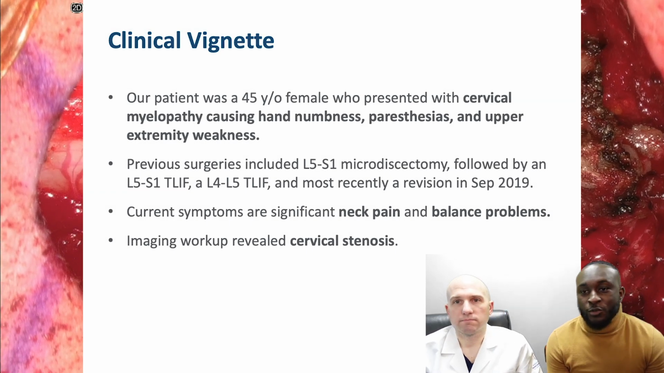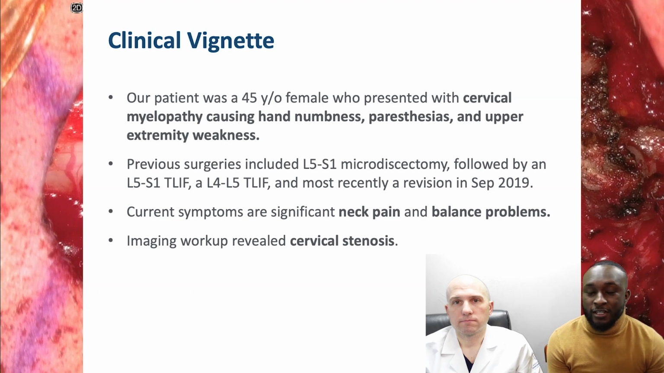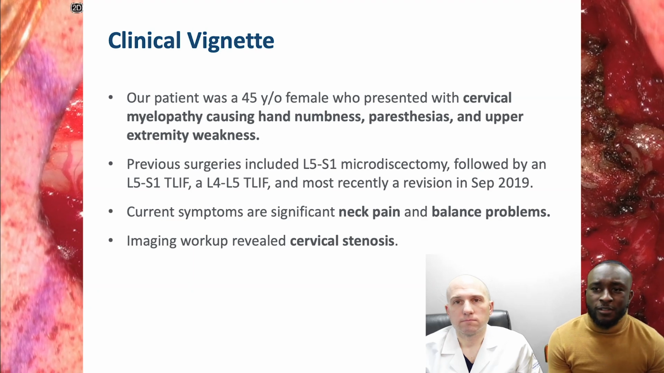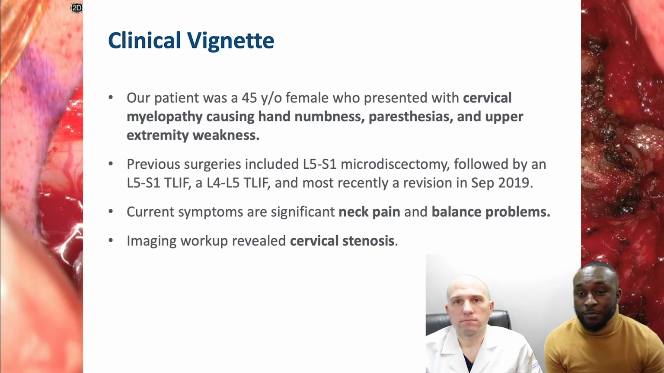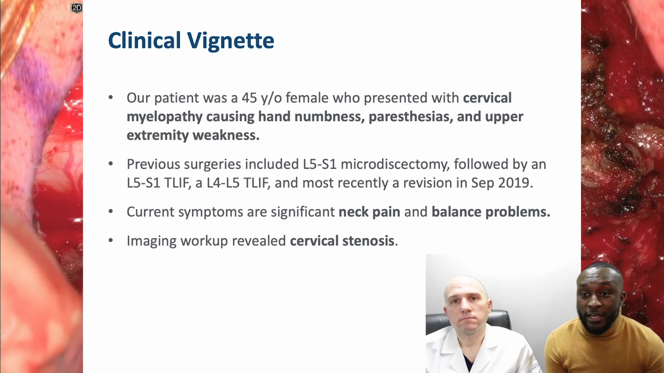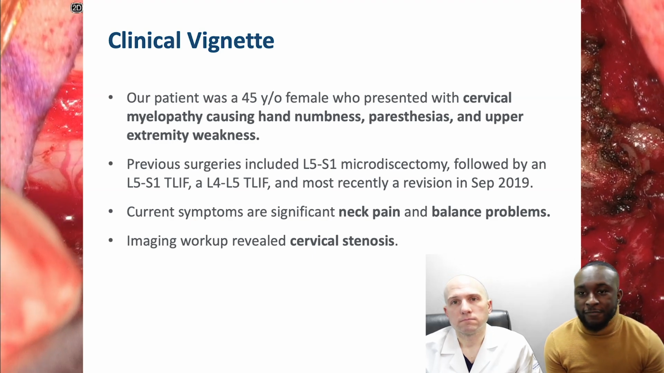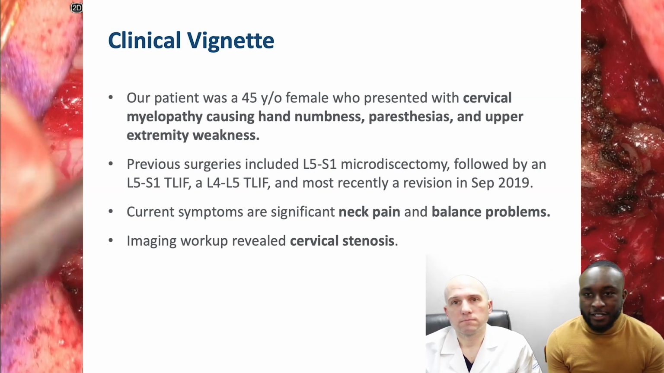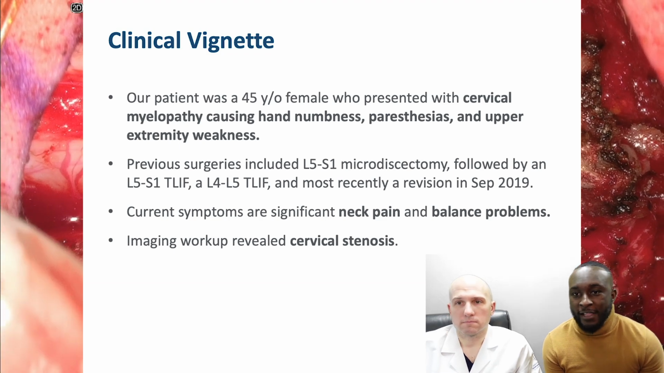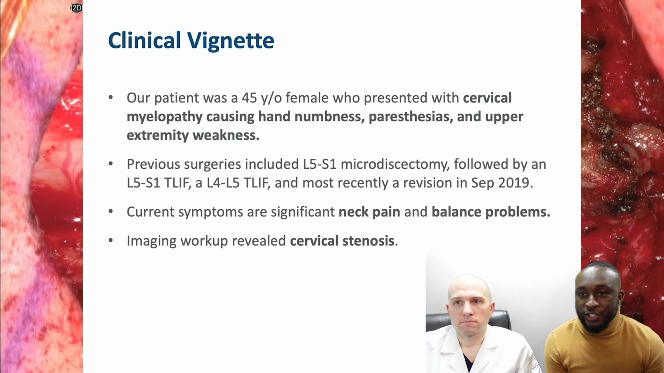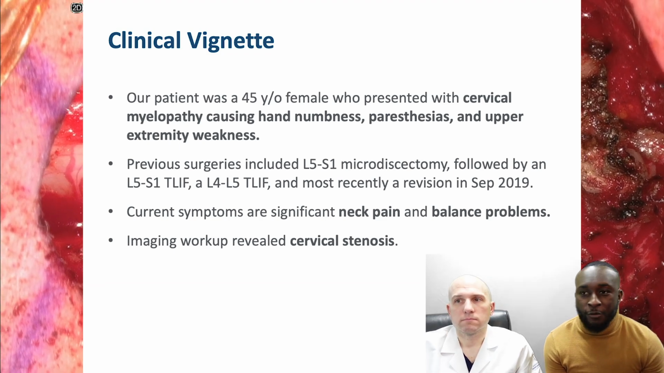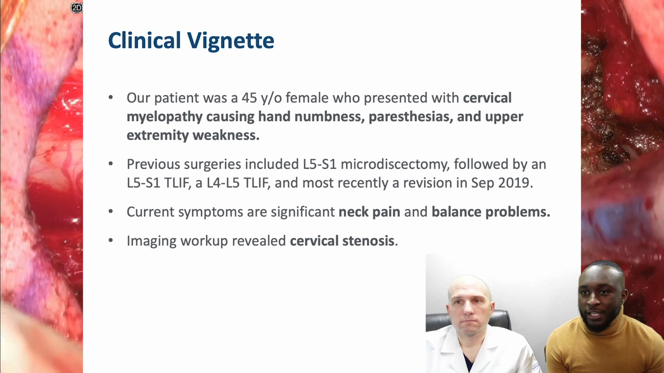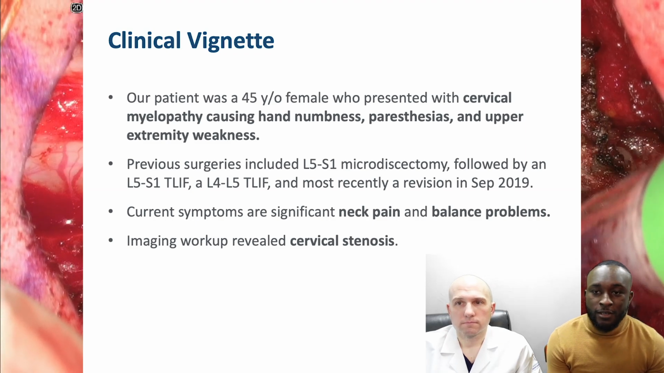Right. So she presented with hand numbness, paresthesias, and upper extremity weakness, along with some significant neck pain and balance problems. On physical exam, she had some hyperreflexia as well as a positive Hoffman sign, which painted a clinical picture concerning for cervical myelopathy. This patient did have a history of multiple lumbar spine procedures. However, these did not really explain her current myelopathic symptoms.